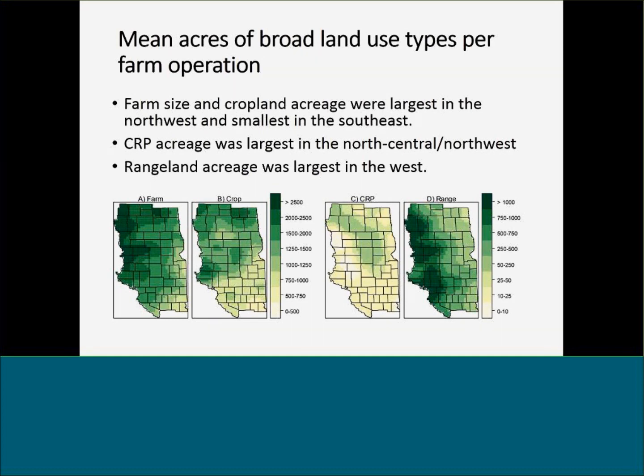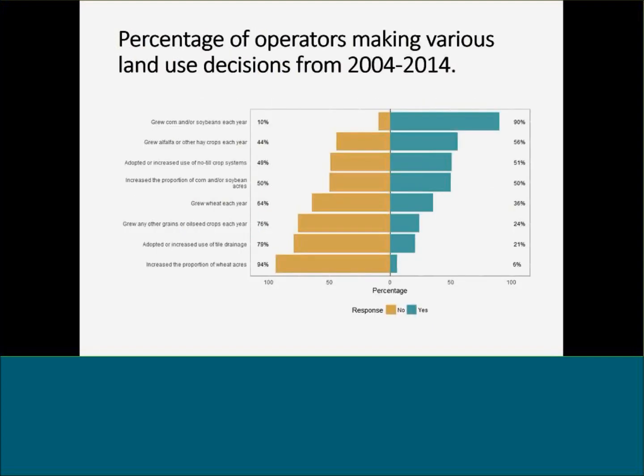If you look at the distribution of acreage of CRP, it has kind of a funny pattern. There's this little ridge that comes down, but it tends to be a little higher in the north, a little lower in the south. And then in terms of rangeland acreage, that is an east to west gradient, where we see more rangeland in the western part of our region. So, just getting a little bit of context on the farm operations that we're looking at here.